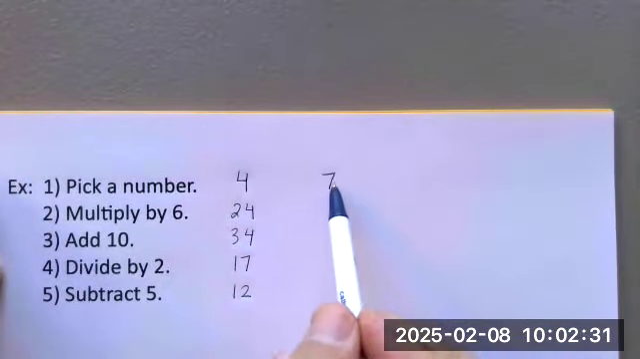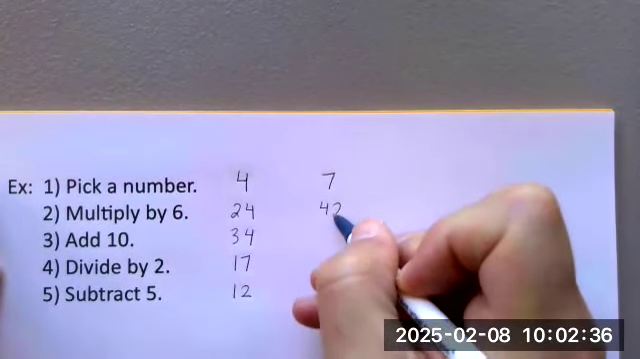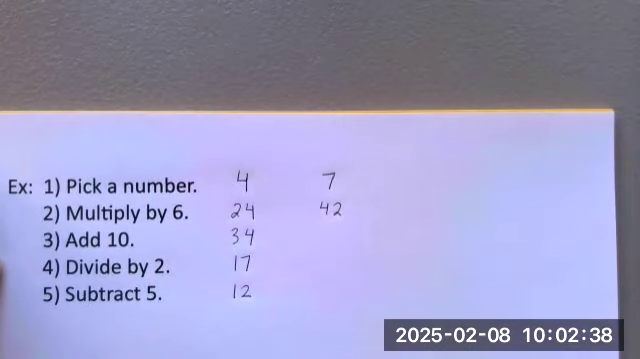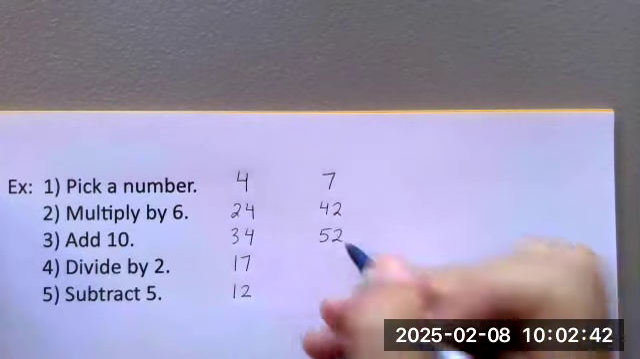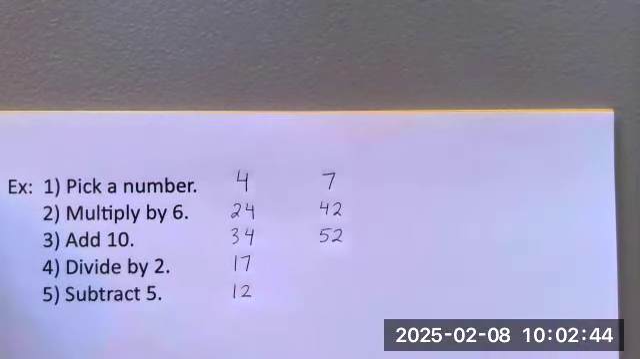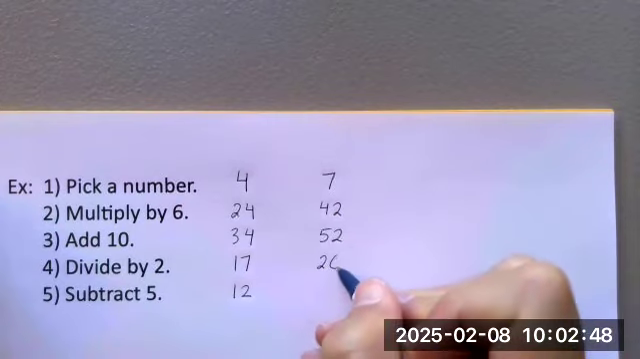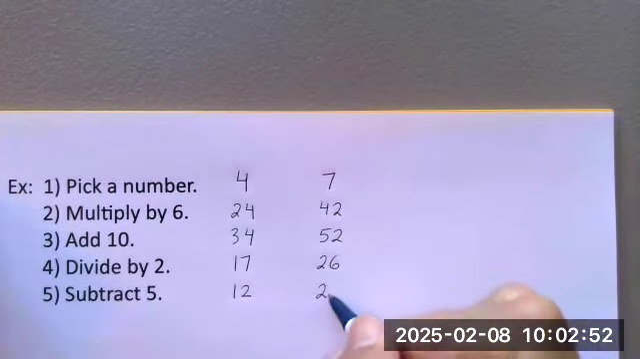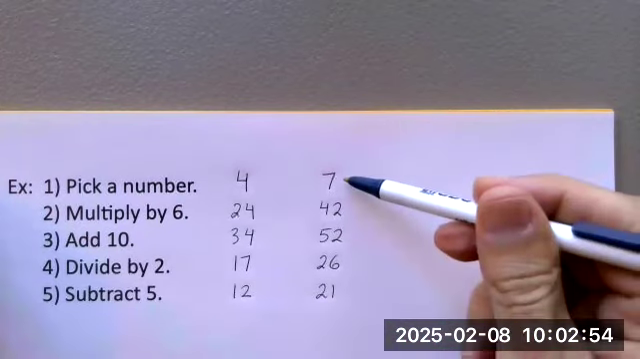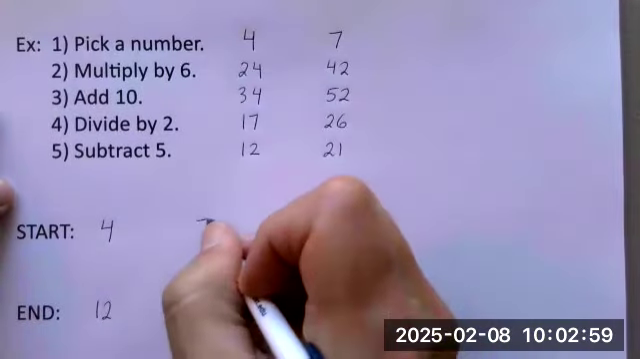If I took 7 and multiplied it by 6, 7 times 6 is 42. If I took 42 and added 10, 42 plus 10 is 52. If I took 52 and divided by 2, I would get 26. And then finally, 26 minus 5 is 21. So it looks like when we start with the number 7, we end with the number 21.